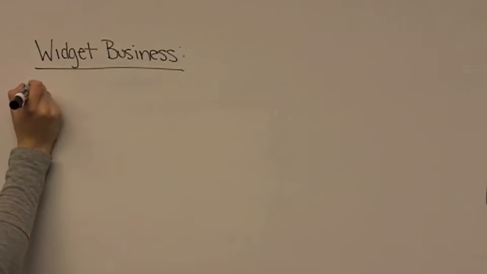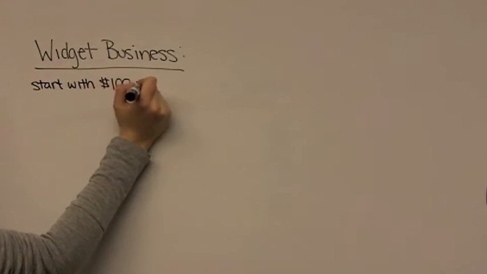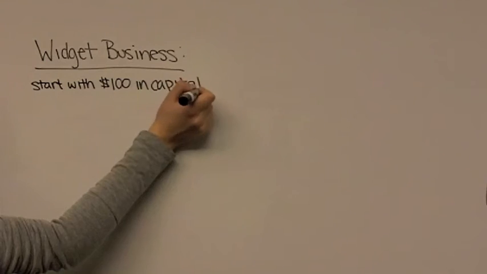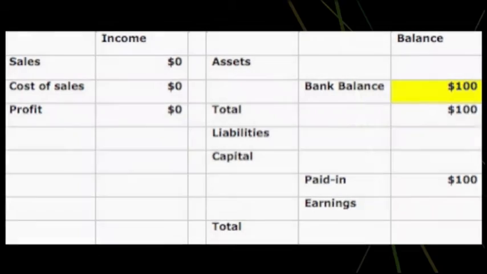You are now the proud owner of a widget business, and your business starts off with $100 in capital. Here is an example of how your widget company might set up a very simple financial statement. We can see that your company is just starting off and has made no sales and has incurred no costs. We do, however, see that you have an initial $100 in capital, which is seen in your bank balance, which is highlighted in yellow on this sheet.